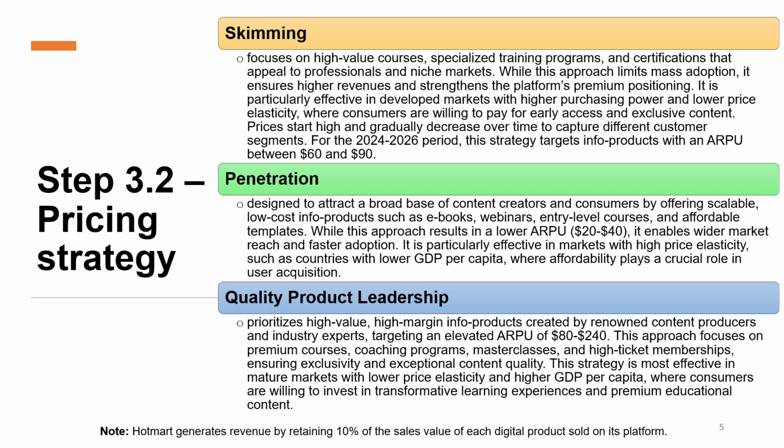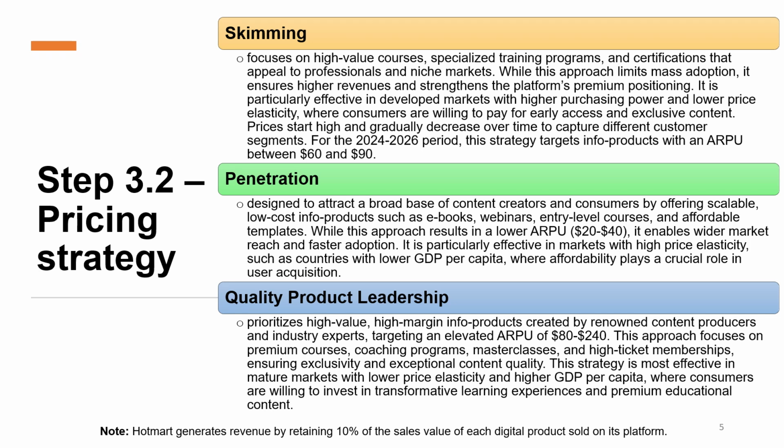Particularly, this can be effective in developing markets with higher purchasing power and lower price elasticity, where customers are willing to pay for exclusive content. In this case, basically your prices start high and gradually decrease to capture different customer segments over time. You may expect your average revenue per user to vary between $60 and $90 if you use this strategy.